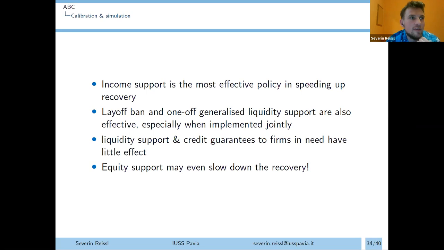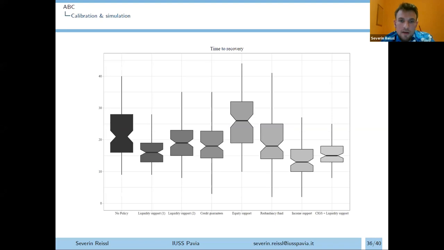Okay. Can't I say that it's just due to the fact that you are not targeting? That what you would need is just to target firms that... Possibly. That's something we haven't tried. Possibly that might be better, yes. Okay, thank you. Can I add something on this point? Sure.